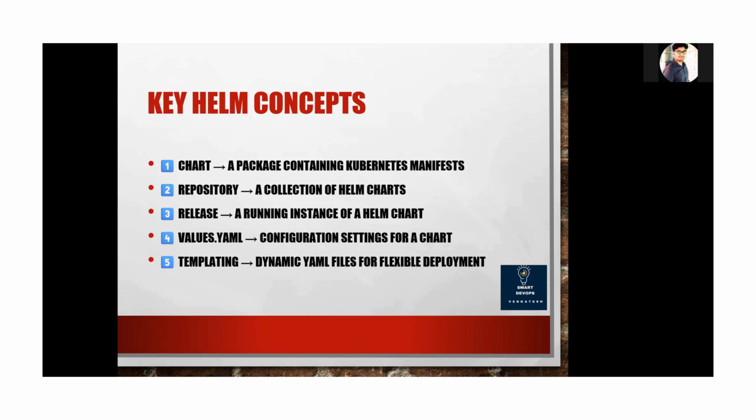And as I said, there is values.yaml. In this values.yaml, we configure our settings for the respective chart. It's nothing but, you have an application you want to deploy, and what values and configurations you want to set for that application, you can give in this values.yaml. Finally, we have templating, where Helm can dynamically generate the Kubernetes manifests. It's a very dynamic fashion. By running a single command, it will take care of everything.